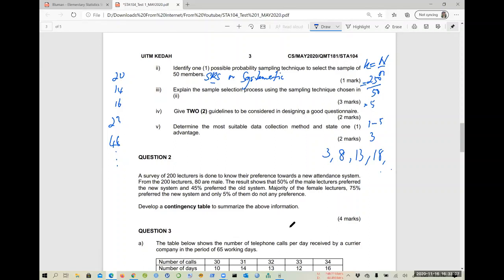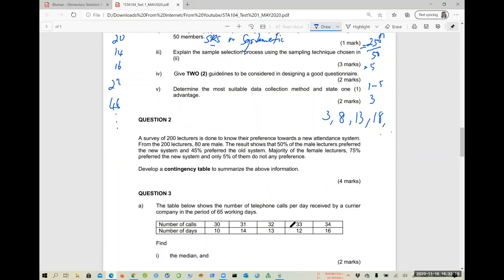So this one is more in terms of data representation in graphical or table form, right? In this situation, it says here, a survey of 200 lecturers is done to know their preference towards a new attendance system. From the 200 lecturers, 80 are males, and the result shows that 50% of the male lecturers preferred the new system and 45% preferred the old system. Majority of the female lecturers, 75%, preferred the new system, and only 5% of them do not have any preference. Okay, so that is the situation.